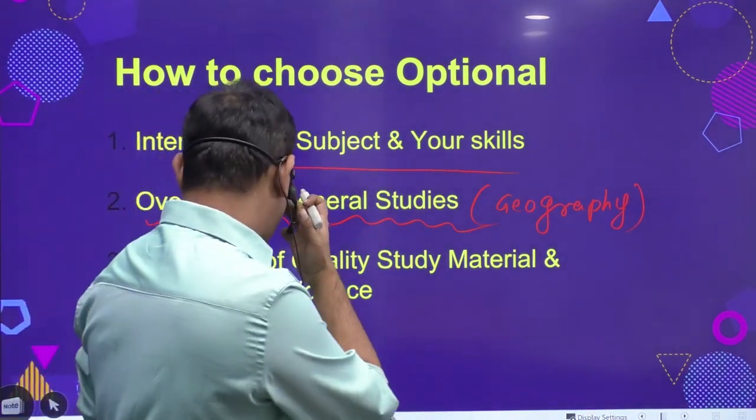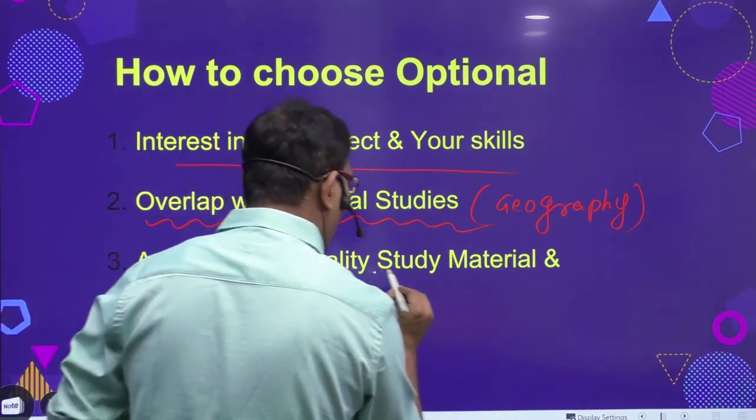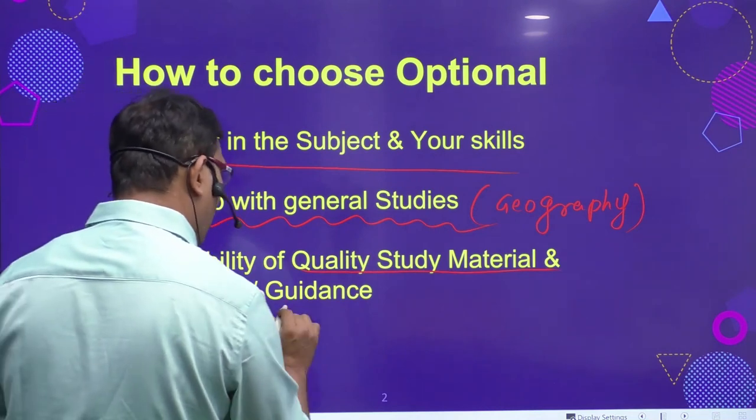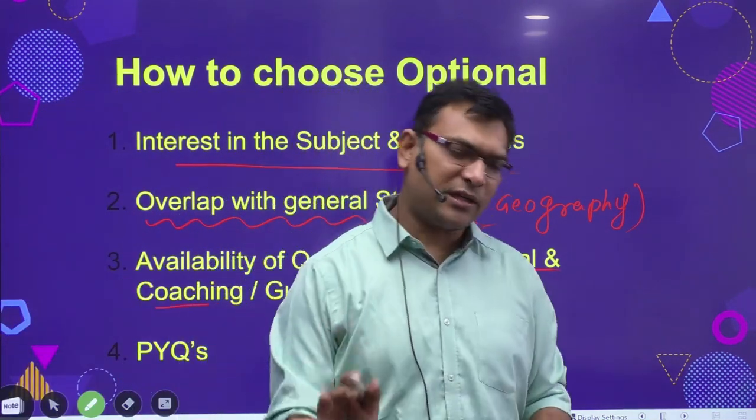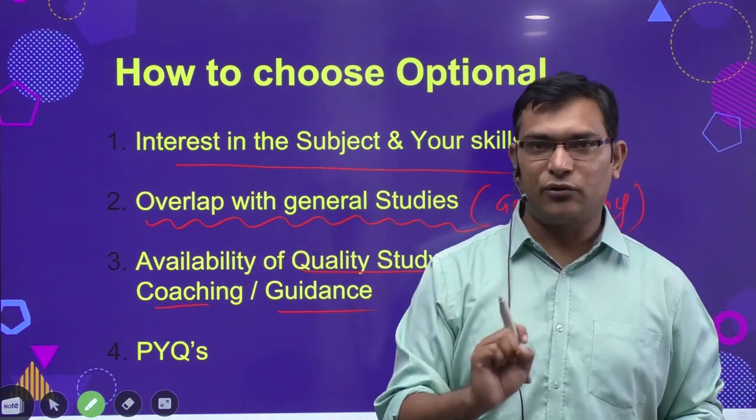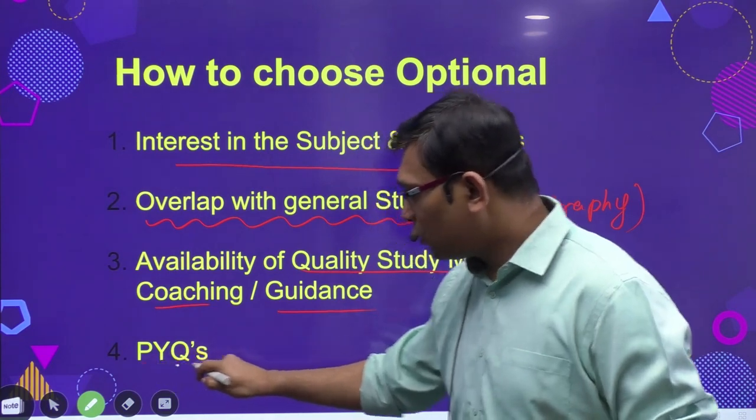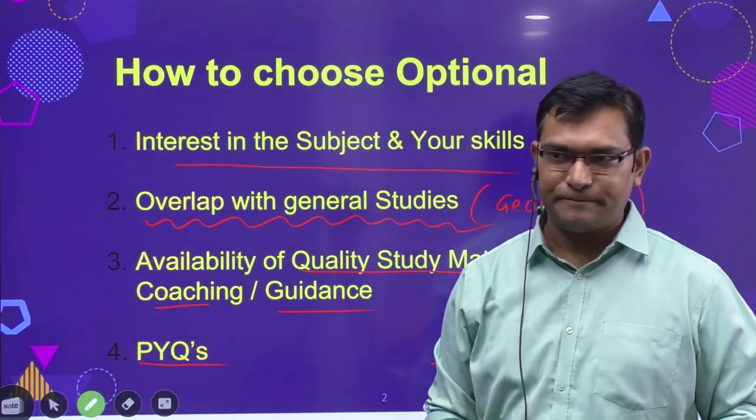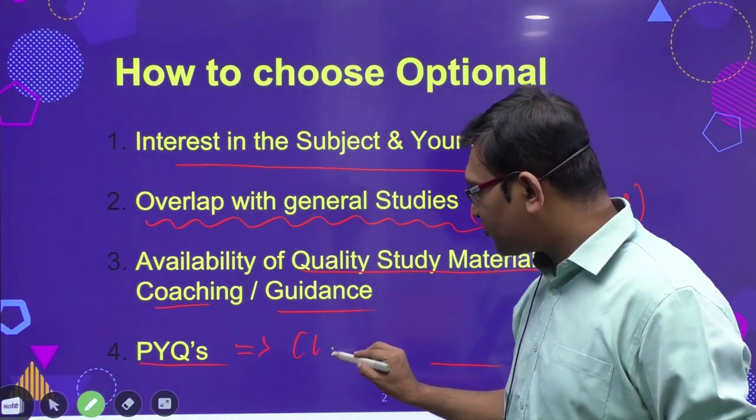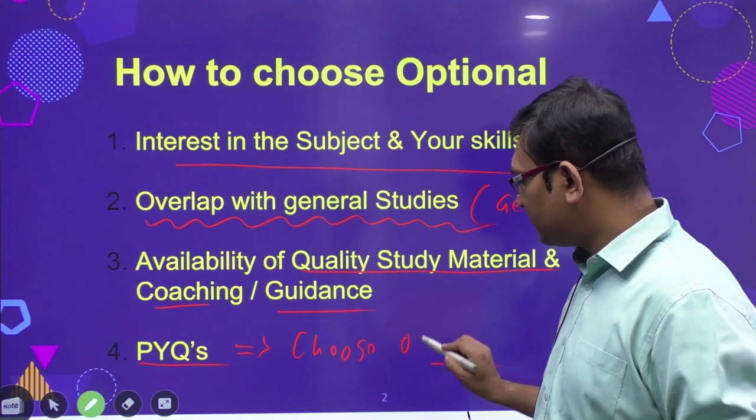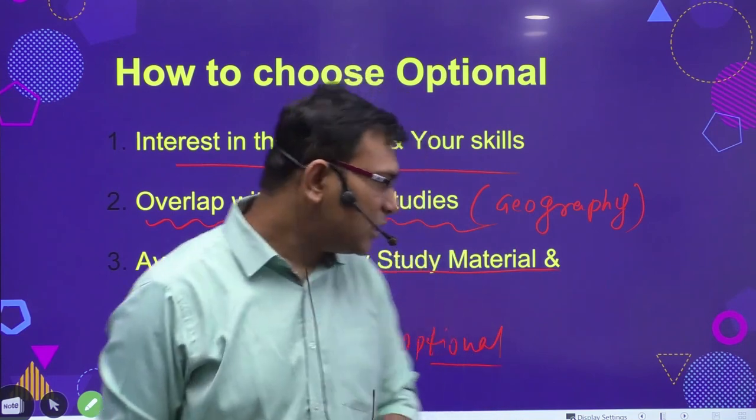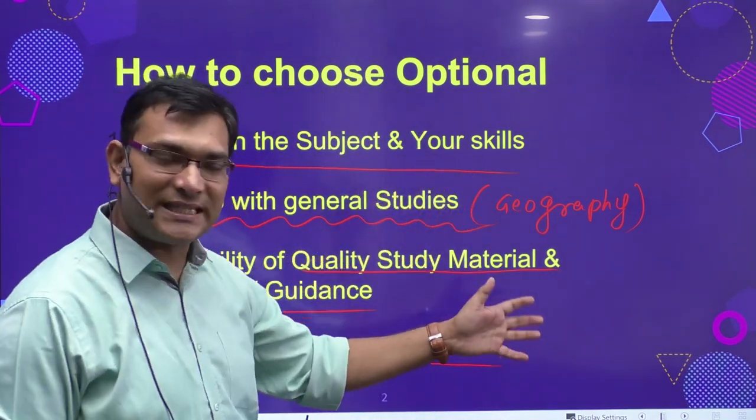And the third and foremost thing is availability of quality study material. This is the major thing. Whether it is coaching or guidance or material which is available, you have to see that. And before that, go through the previous years' question papers, and based on this you can choose your optionals. So these are the four things that help you.